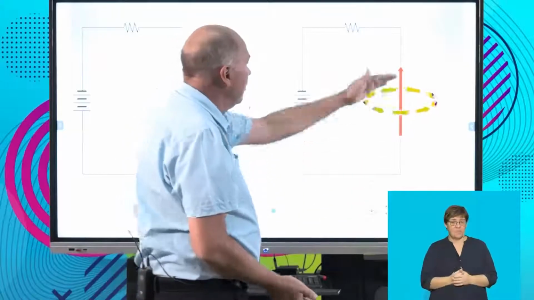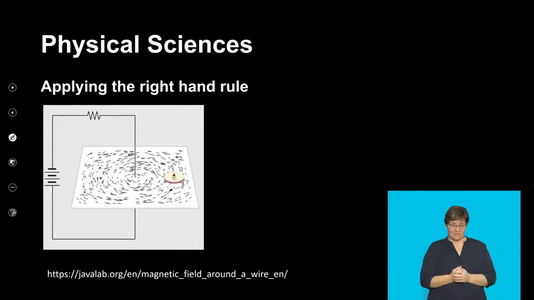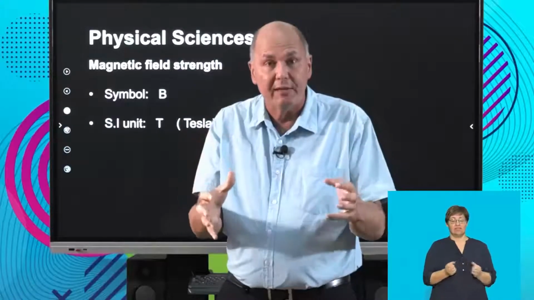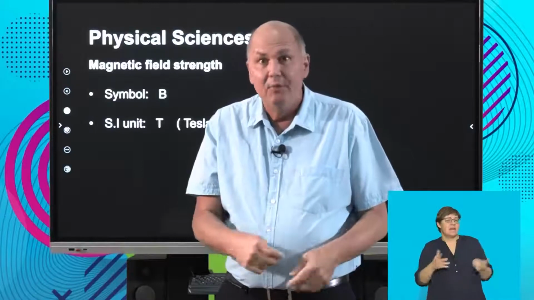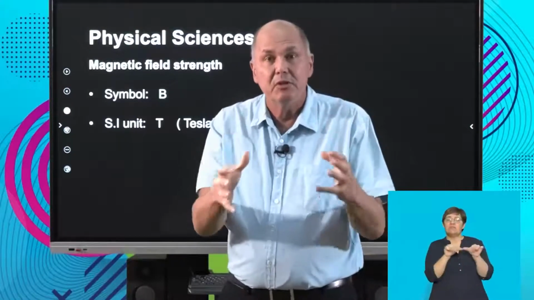And so you recognize they're perpendicular to each other. Now, if we go to the next slide, we recognize that we've said the strength of that magnetic field is called magnetic field strength. It has a symbol B, which is measured in Tesla. We're not going to do too many calculations with this. It's just a measurement of the strength.